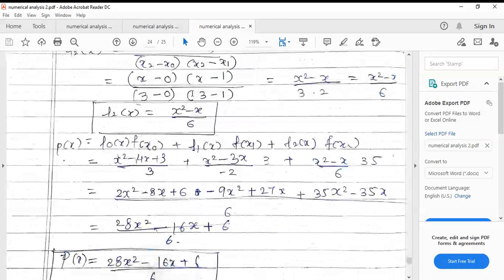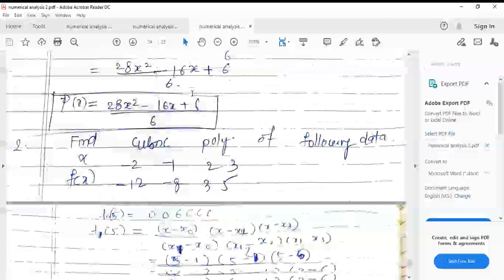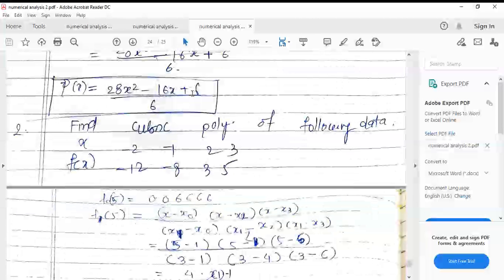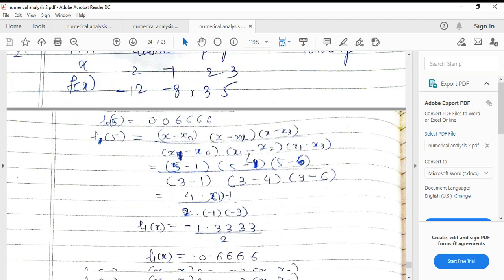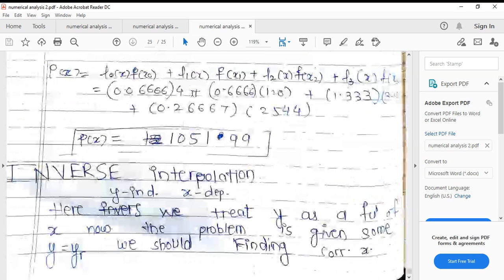Now, suppose we want to find an interpolation value. What is the question here? Find the cubic polynomial from the given data. Why are we getting a cubic polynomial? Because here we have four values. So for n plus one values, we get a polynomial of degree n. Okay. So what is an interpolation?